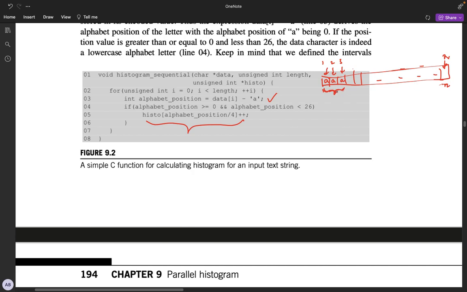But the problem is that it might be the case that all three threads, threads 1 to 3, have A in them. Since these threads are executing in parallel, when they try to execute this statement, we can have a data hazard. By data hazard, I mean that this statement might be being executed by 3 threads.